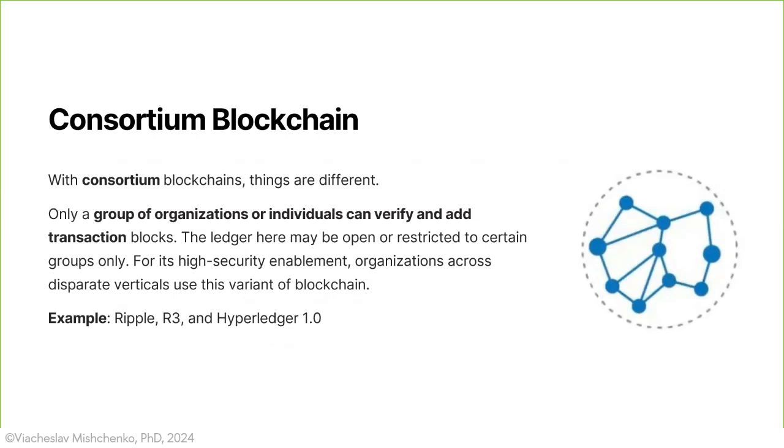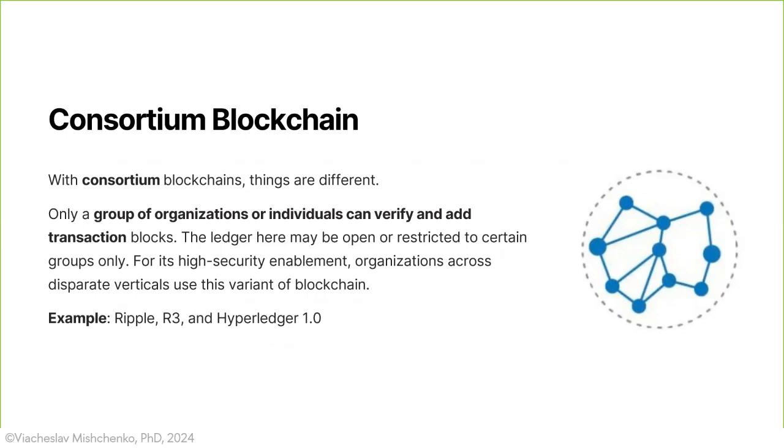Now, let me explain what makes consortium blockchains unique and why they are particularly valuable for organizations. Unlike public or private blockchains, consortium blockchains operate under a different model of control and access. In my experience working with various blockchain implementations, I found that consortium blockchains offer an excellent middle ground. In other words, you can think of them as a hybrid solution. They are neither completely open like Bitcoin, nor fully closed like private corporate blockchains. So it's something in the middle.